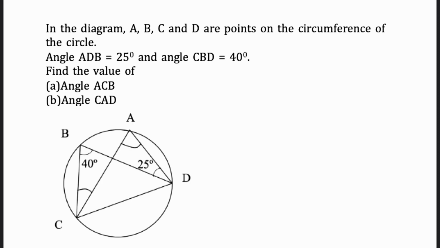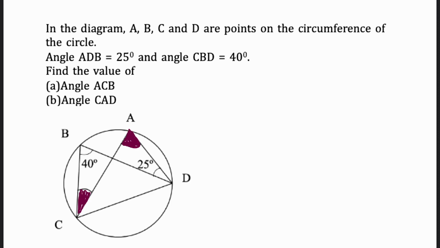So we have a diagram, and you have ADB, which is 25, labeled here, and angle CBD, which is here. The question is asking you to find ACB, which is this angle here, so we'll just draw it out, and CAD, which is this one here. What I always advise my students to do is try to find all the angles in the diagram before attempting the question. This will help you to see more of the properties.